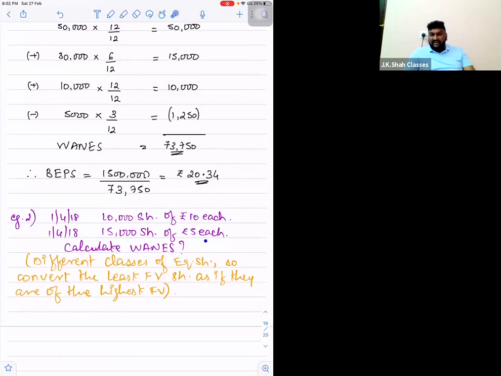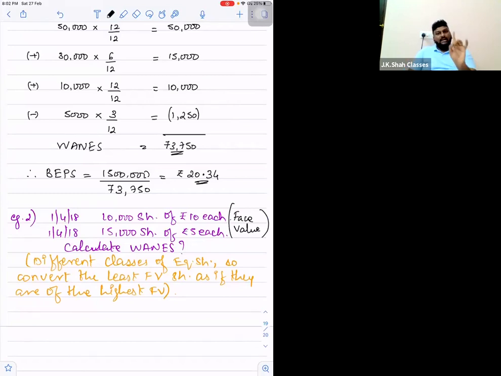Now this 10 rupees and 5 rupees is nothing but their face values. So you are having shares of 10 rupees face value. I'll write it over here, face value. And you also have shares of 5 rupees face value. You have to calculate weights.